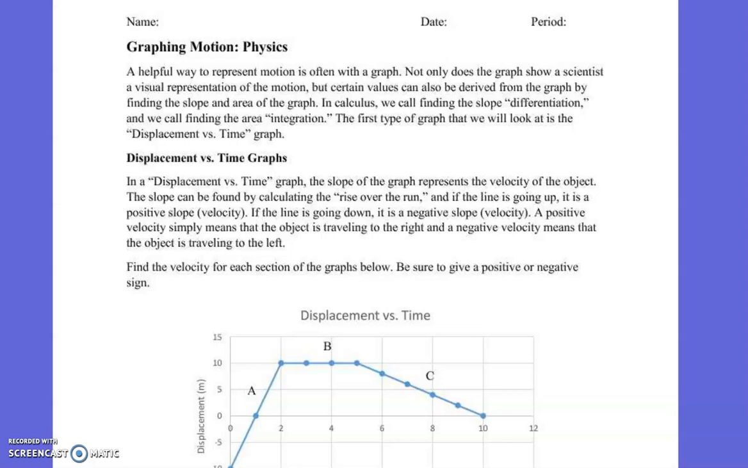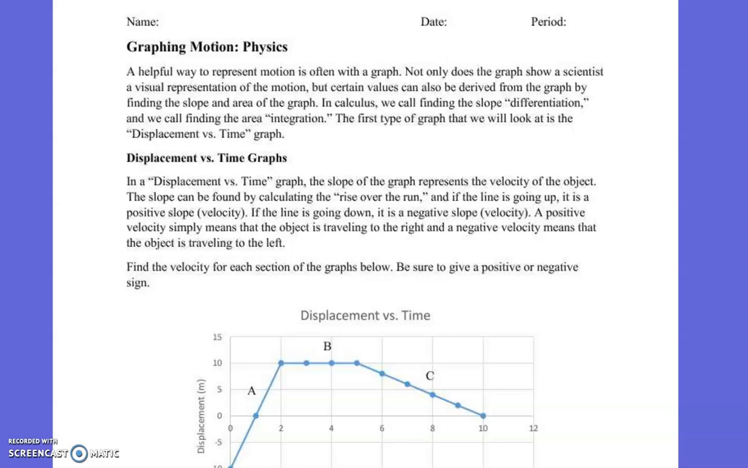The first type of graph that we will look at is the displacement versus time graph. In a displacement versus time graph, the slope of the graph represents the velocity of the object. The slope can be found by calculating the rise over the run, and if the line is going up, it is a positive slope or a positive velocity. If the line is going down, it is a negative slope or a negative velocity. A positive velocity simply means that the object is traveling to the right, and a negative velocity means that the object is traveling to the left.